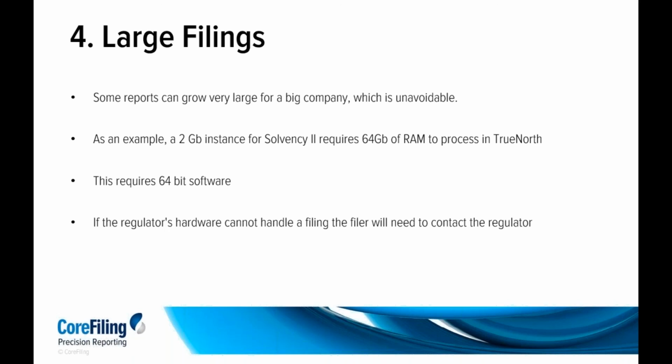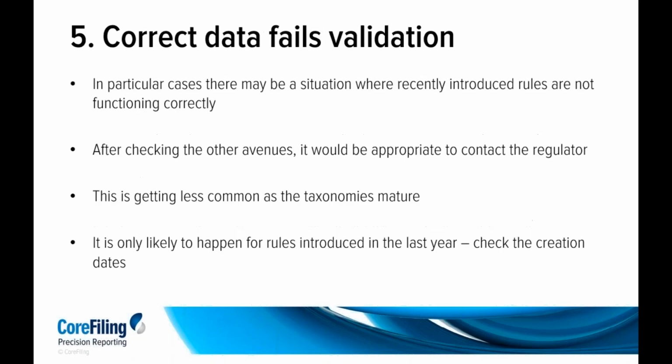Large filings. Again, I'm going to keep this one fairly brief, but some reports, as the slide says, can grow very large for a big company. This is unavoidable due to the nature of the mandates. Just for reference, a 2 GB instance for Solvency 2 requires 64 GB of RAM to process in a validation engine of choice. This requires 64-bit software, and even creating instances that are 2 GB will probably require 64-bit software, and this could be a problem that filers run into if they're using older hardware or software.